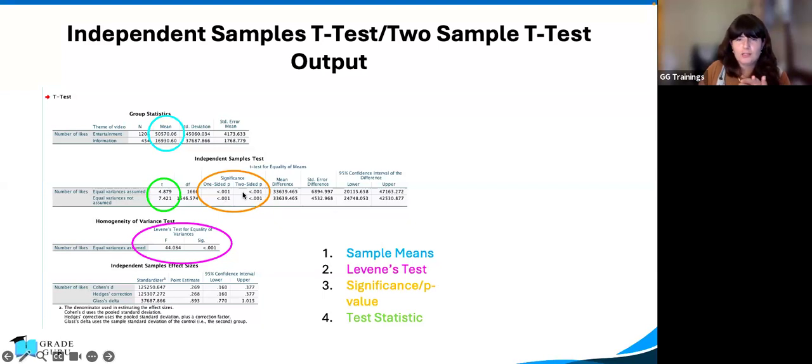I find that way more confusing. I don't know why SPSS changed that, but just so that you don't get a fright, if that is the case.